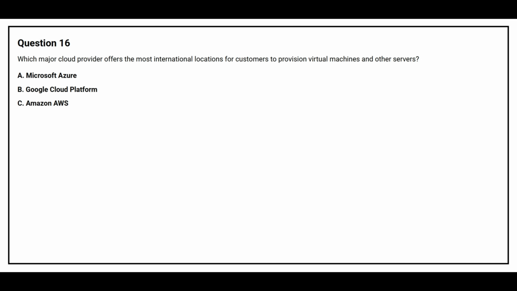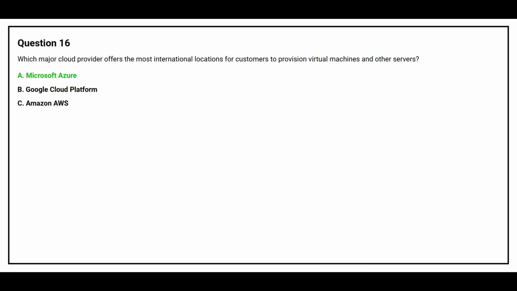Question number 16. Which major cloud provider offers the most international locations for customers to provision virtual machines and other servers? Option A, Microsoft Azure. Option B, Google Cloud Platform. Option C, Amazon AWS.